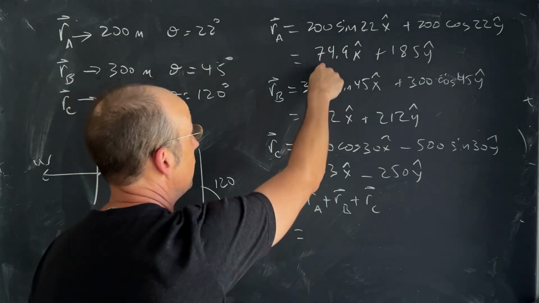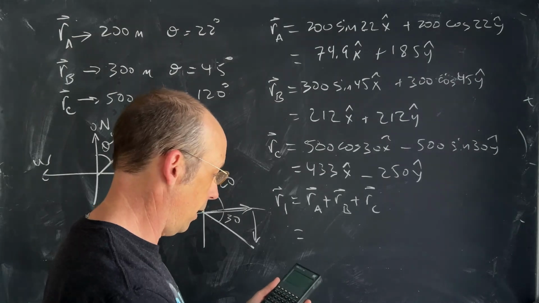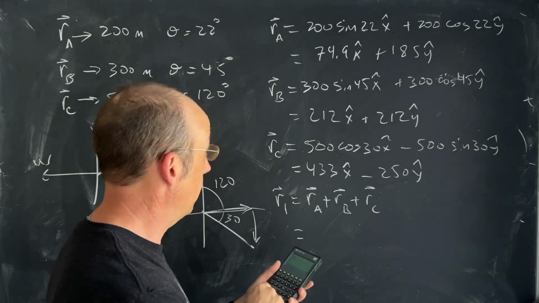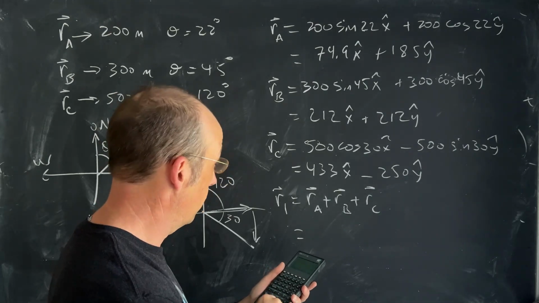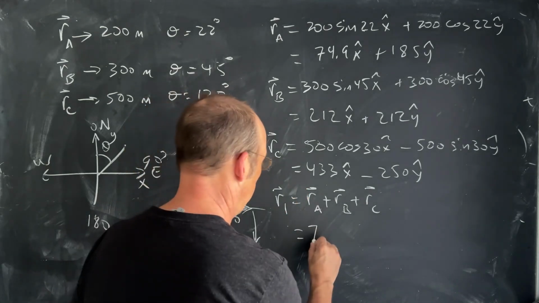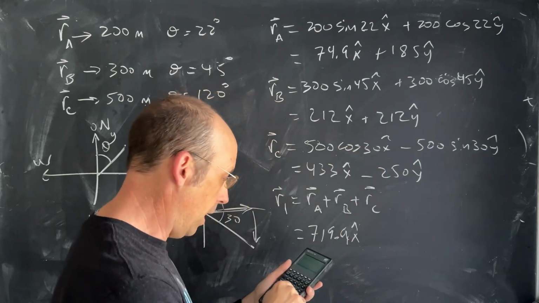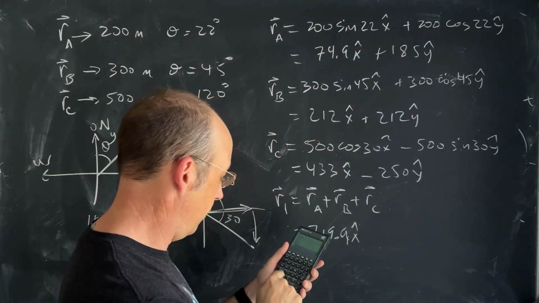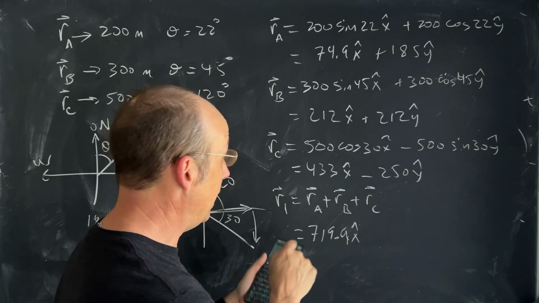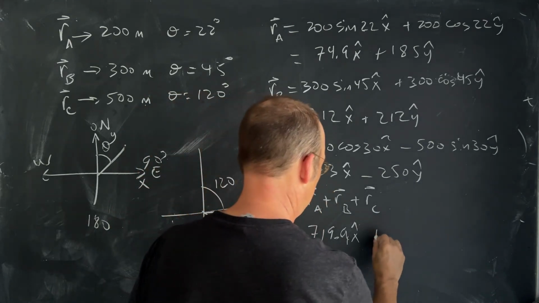So my x is going to be 74.9 plus 212 plus 433, and I get 719.9. Then I'm going to do the same thing for the y's. So I have 185 plus 212 minus 250, and I get 147.